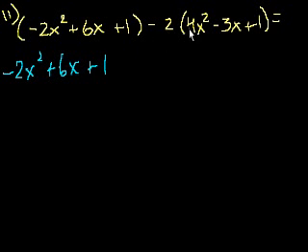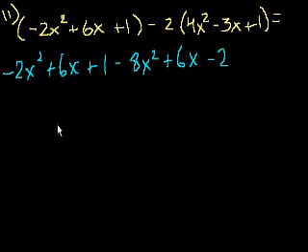So minus 2 times 4x squared is minus 8x squared. Minus 2 times minus 3x is plus 6x. Minus 2 times 1 is minus 2. And now we can add the like terms up. Let's see what this is equal to. Let's do the x squared term. First the minus 2x squared and minus 8x squared. So that is minus 2 minus 8, that's minus 10x squared.